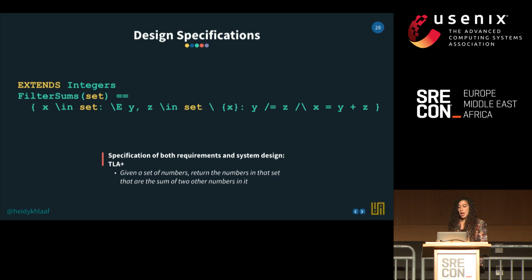So here, the example specification for TLA Plus says, given a set of numbers, return the numbers in that set that are the sum of two other numbers in it. Right, so it's a bit heavy on the math side, but TLA Plus actually has a huge amount of resources, and I think it's really easy to learn. There are a huge amount of amazing books out there for it. And like I said, after that, you would write some sort of high-level design using a similar language and then model check them against each other.